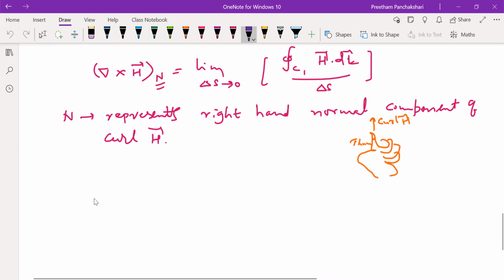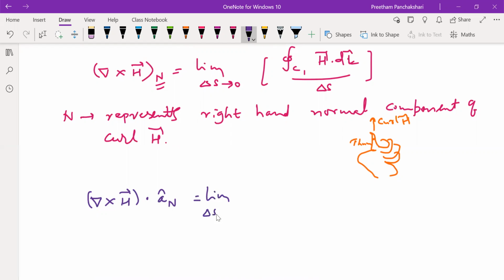Now the component of any vector can be obtained mathematically by performing dot product of that vector with unit vector in the desired direction. So you want to know what is the component of curl H in normal direction, perpendicular direction. So we have to perform dot product with a cap n. So that gives the required normal component. Delta S tends to 0. The circulation over C1 divided by delta S.